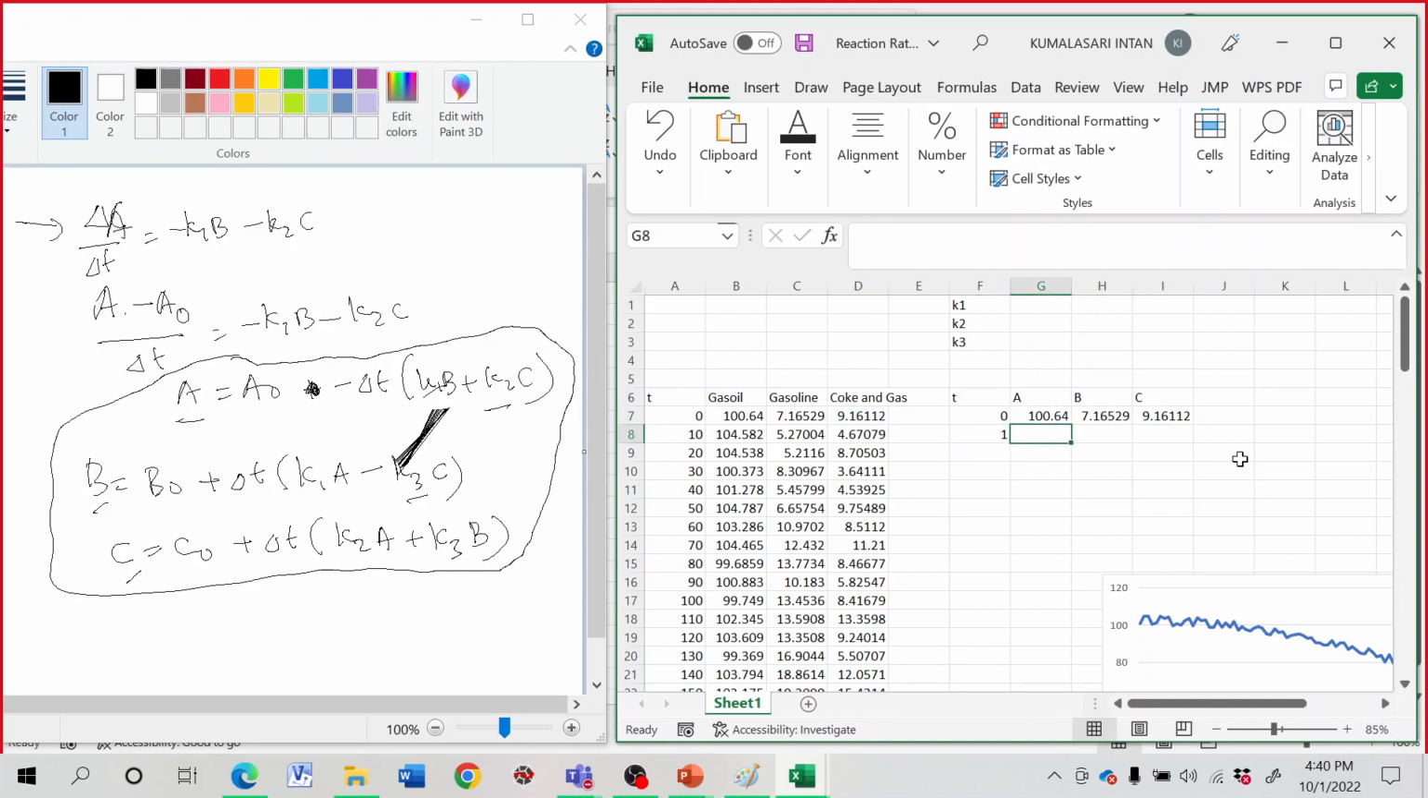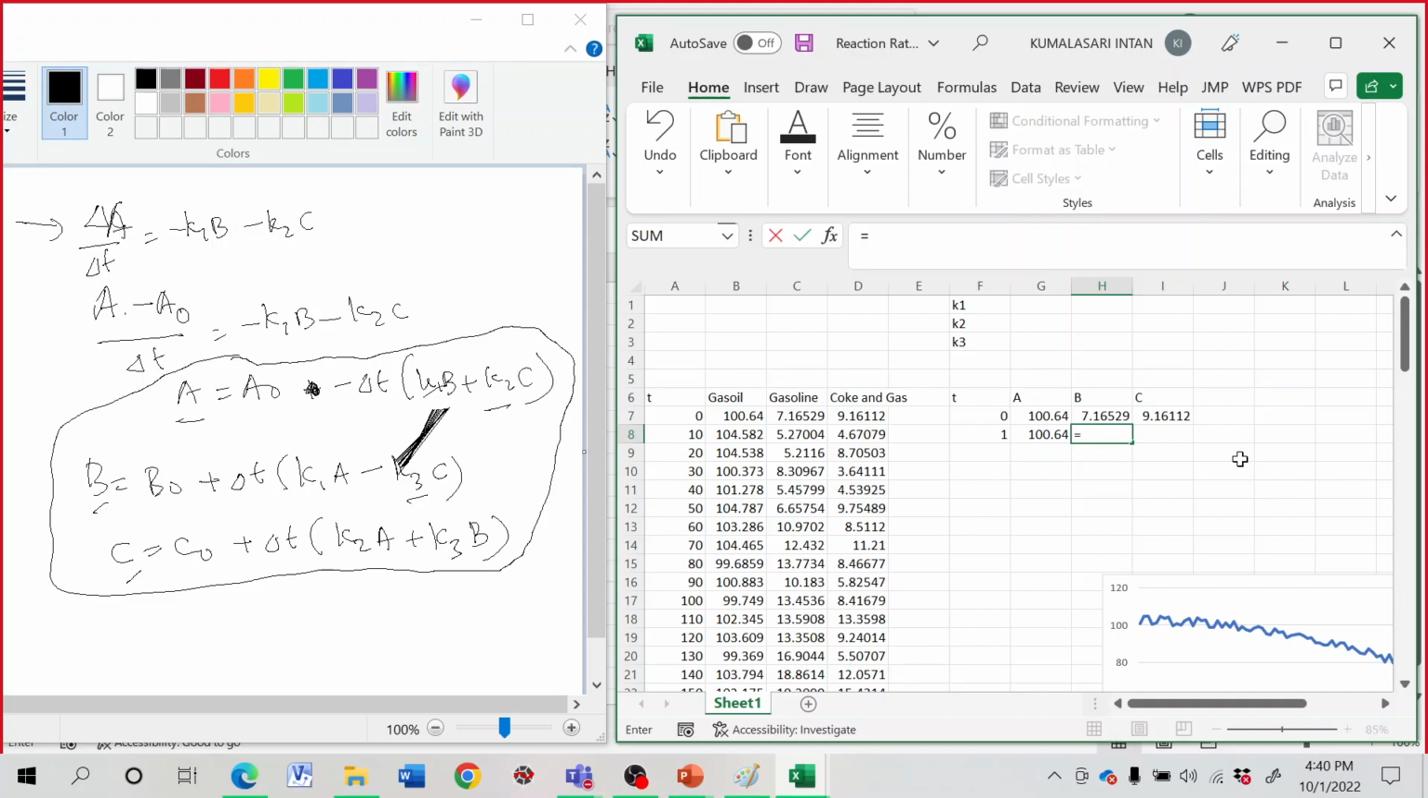It's up to you. And then the A in this case is A0 minus delta T, which is this minus that one, multiplied with K1. So in this case, K1 is over here, and then times B, which is this one, and then plus K2 times C, which is this one, right? Okay, so that's the concentration of A at time 1.